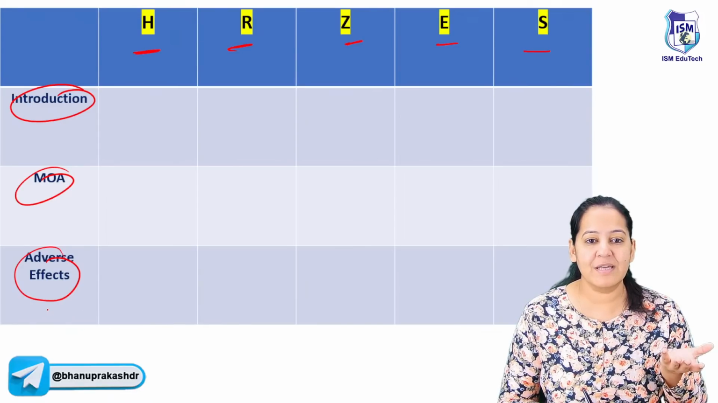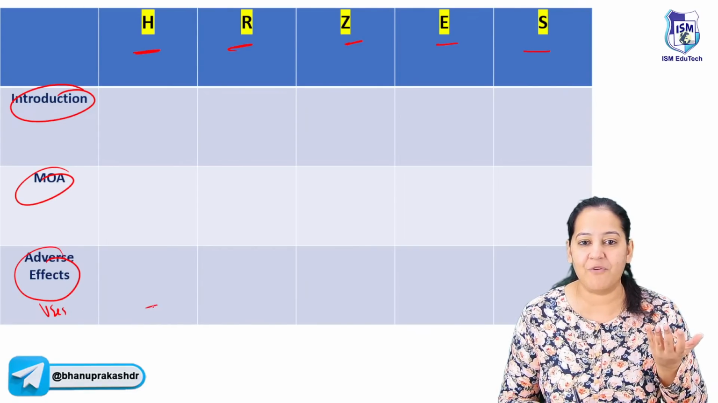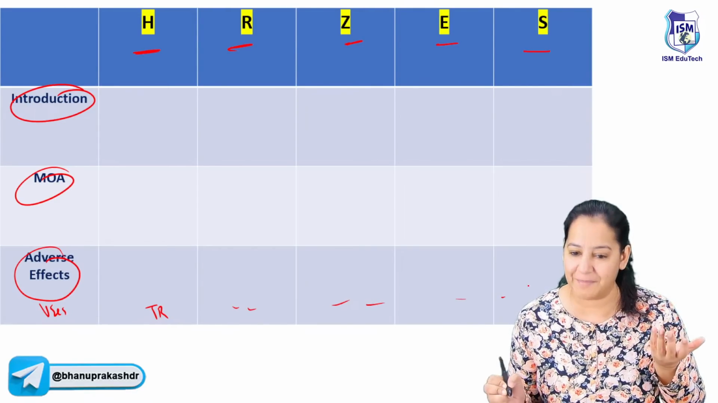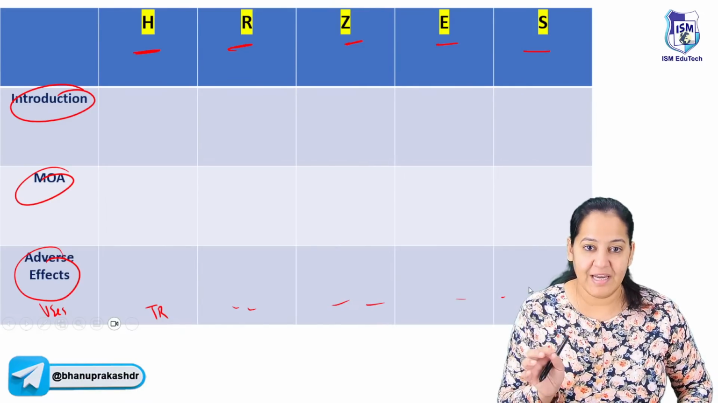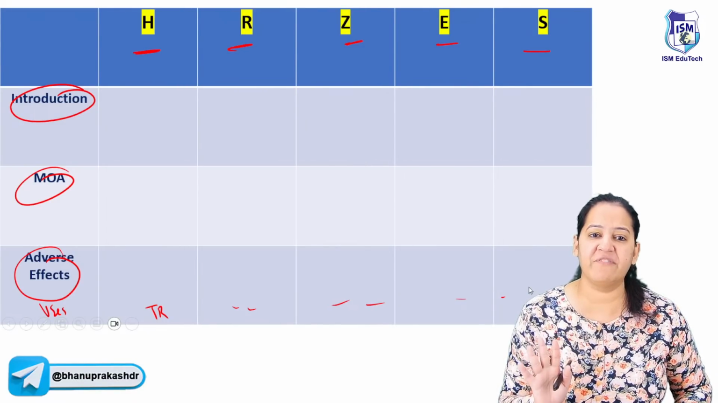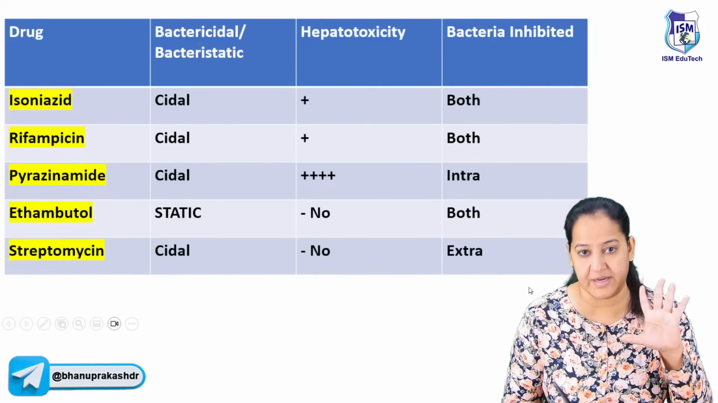There is no use in stating the uses, because the use of all of them is TB only. They all are anti-TB drugs. So I am not telling you the uses because the use is the same. Basically you have to learn the mechanism of action and adverse effects. So these are the 5 drugs, in the same sequence.